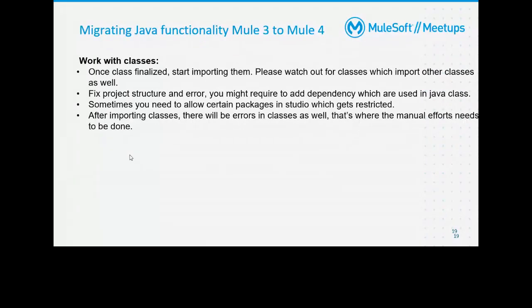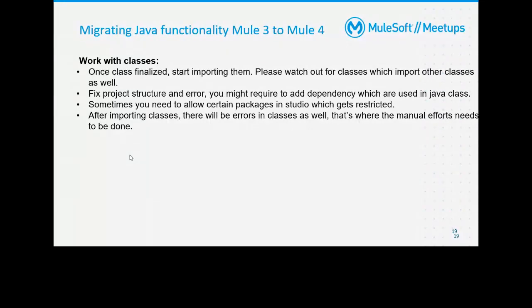So once you fix all those dependency, restriction, and other kind of project structure errors, there will be errors inside your class, of course, because as I said, Mule 3 is totally different from Mule 4. So that's where your manual efforts come into the picture. MMA, fine, we just migrated some of the connector and configuration, but now the manual efforts, you have to get into the classes.